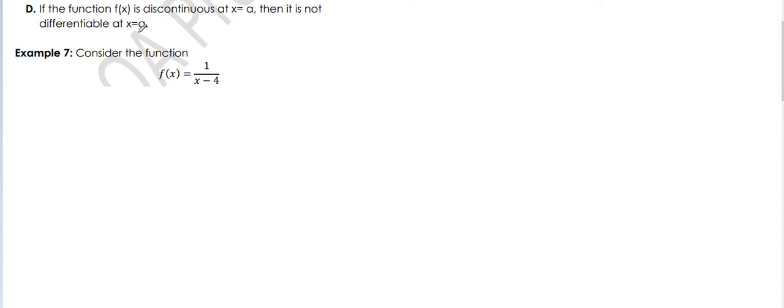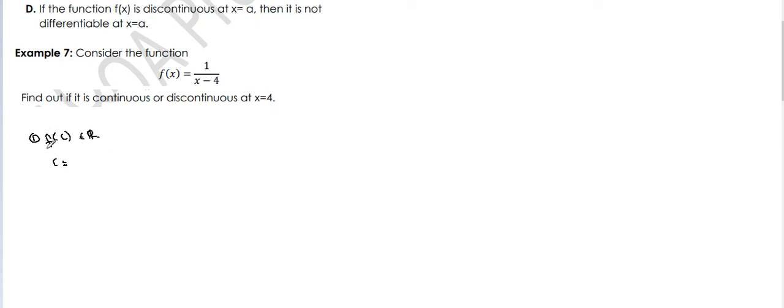Okay, so tignan natin itong example number 7. Let's consider the function f of x equals 1 over x minus 4. So, pakita muna natin kung continuous ba ang ating function or hindi. Again, let's have the first condition that our f of c must be defined, or must be an element of real number. Let's find out if it is continuous or discontinuous at x equals 4.